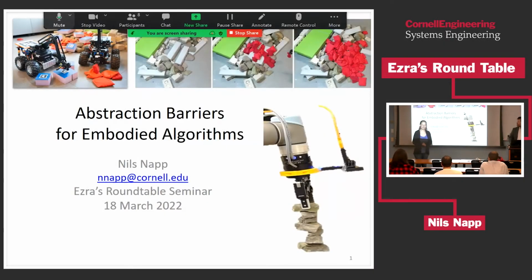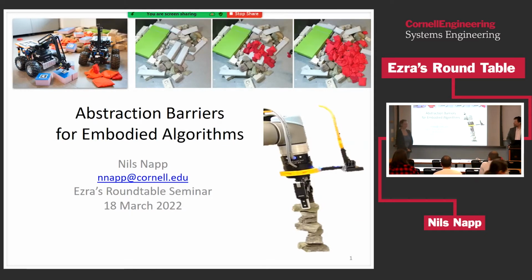Welcome to the Ezra seminar this week. So we are delighted to have Professor Nils Napp join us. He started his career at UW doing self-assembly with robotics.